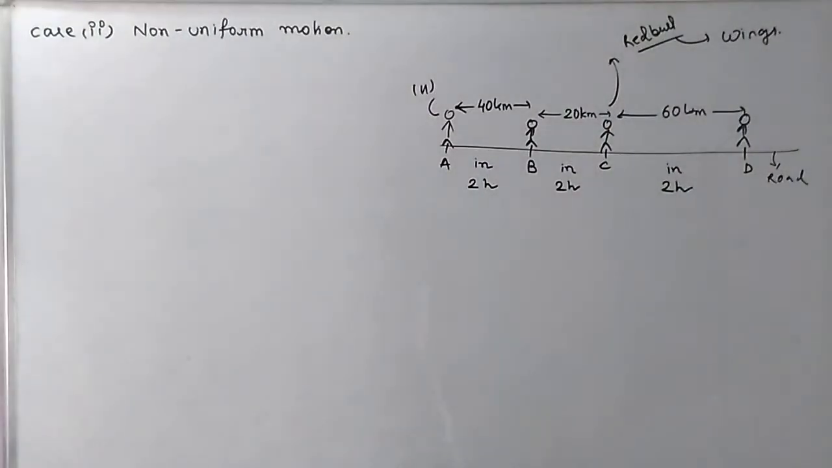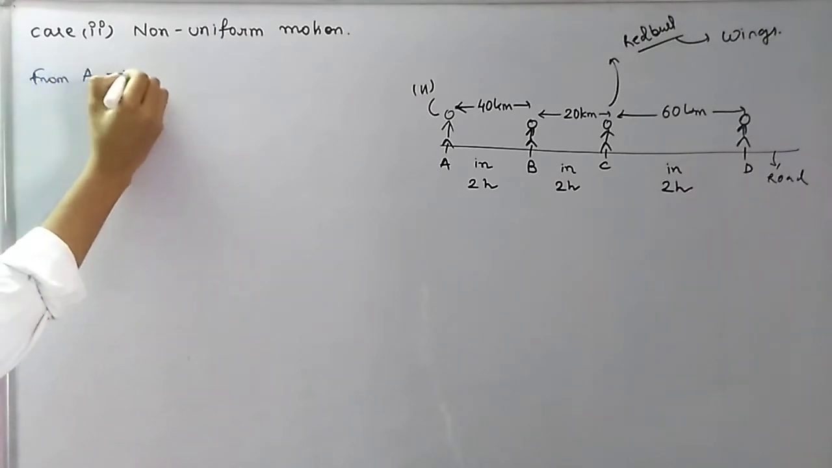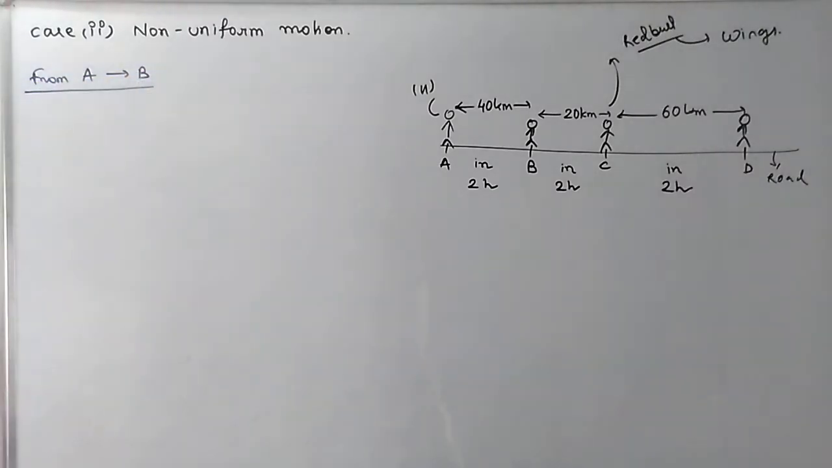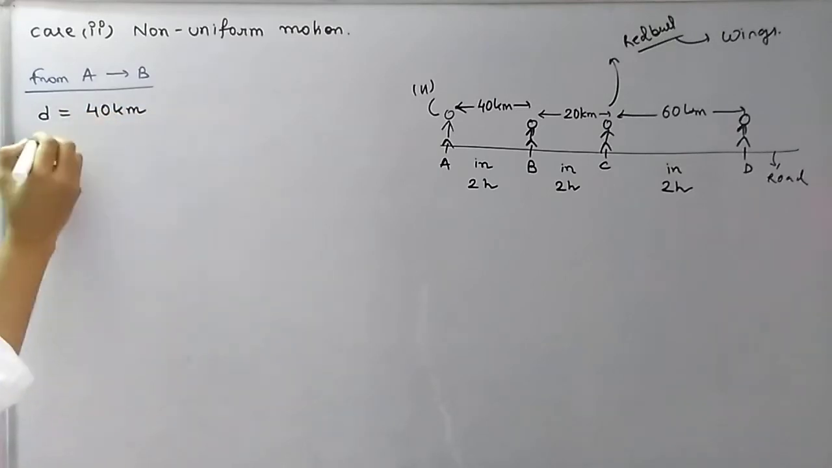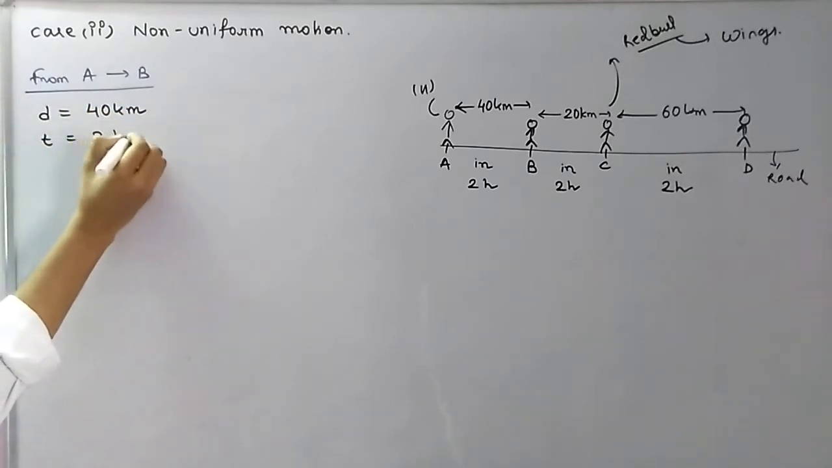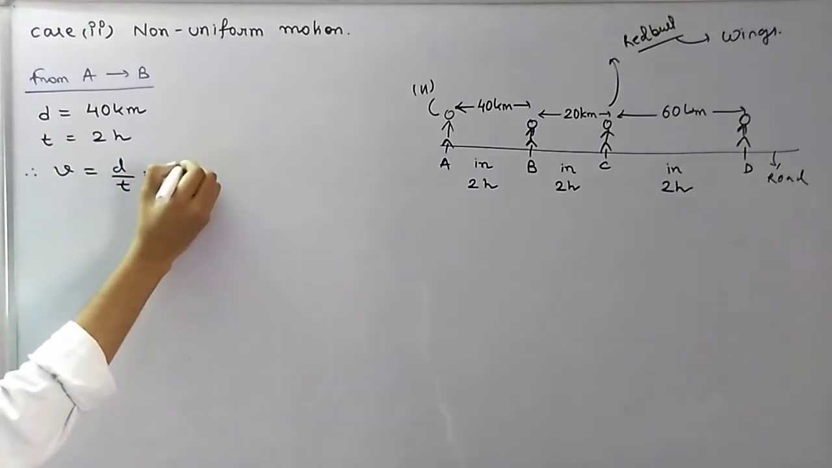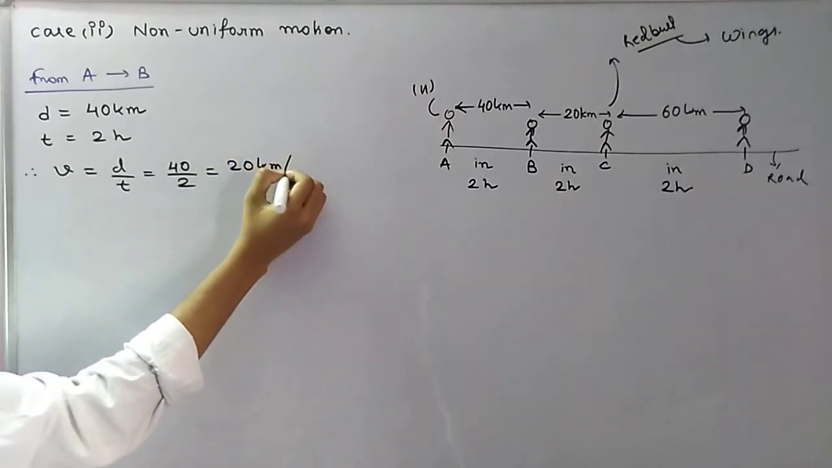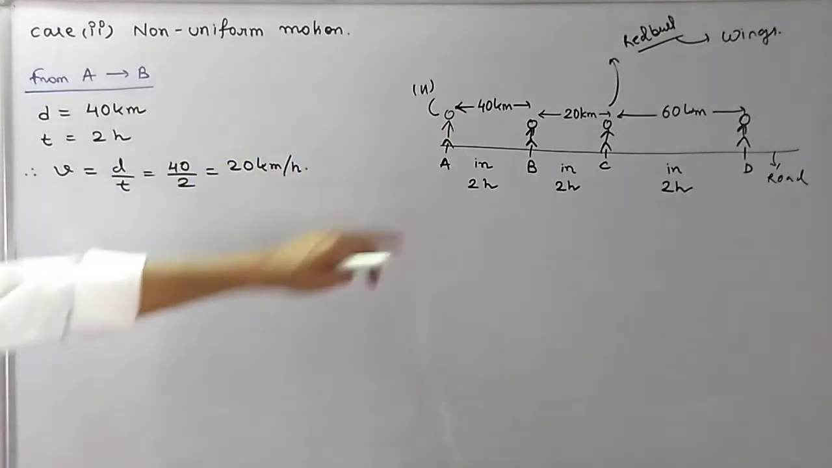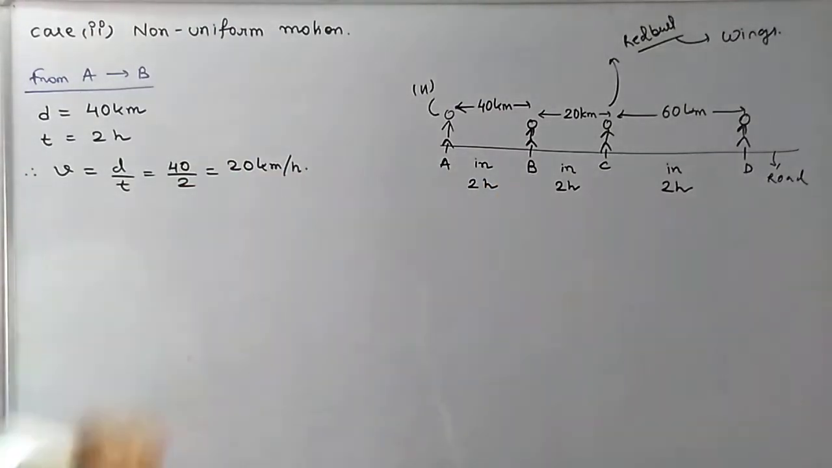Now let's break the journey, the same thing that we have done previously. From A to B, the distance traveled is how much? 40 kilometer, and time is 2 hours. Therefore, we know that speed is equal to distance by time, which is 40 by 2, which is equal to 20 kilometer per hour. That is, from A to B, he travels at a speed of 20 kilometer per hour.